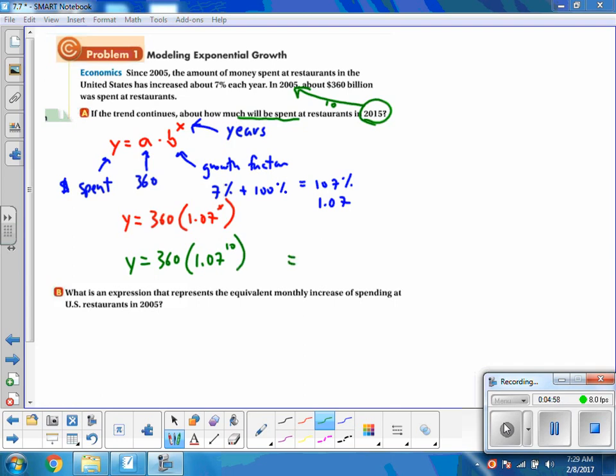And when I do 1.07 to the 10th times 360, I end up with about 708. And that's not $708, that's 708 billion.